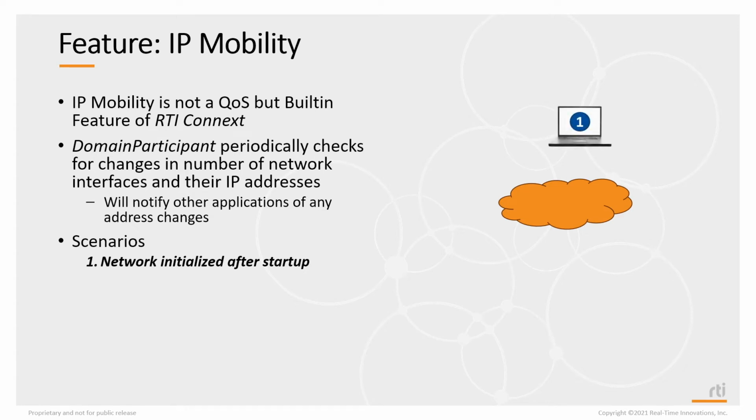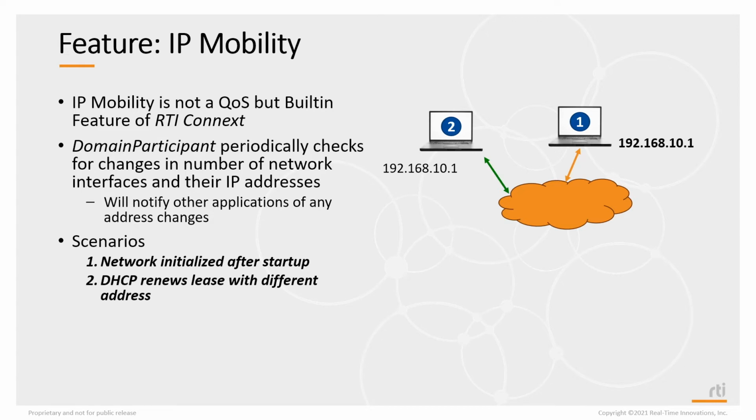You start an application, you start a host, and the DDS application starts even though the host isn't connected to the network yet. The host isn't connected to the network, there is no IP address, but then after a while the host gets an IP address, and with IP mobility, DDS will automatically recognize that and start using that new network.